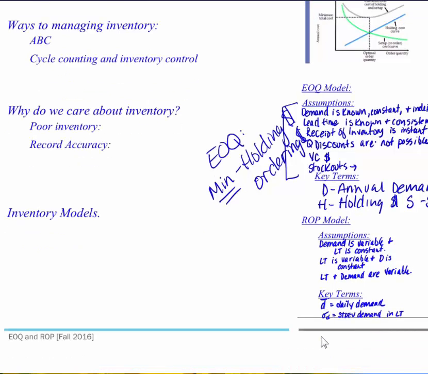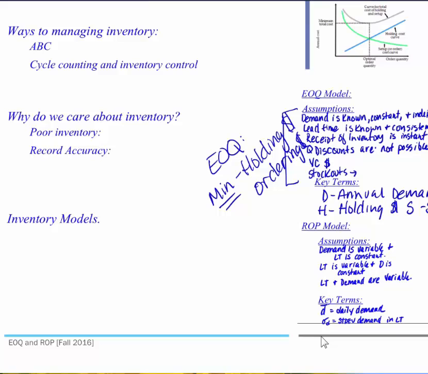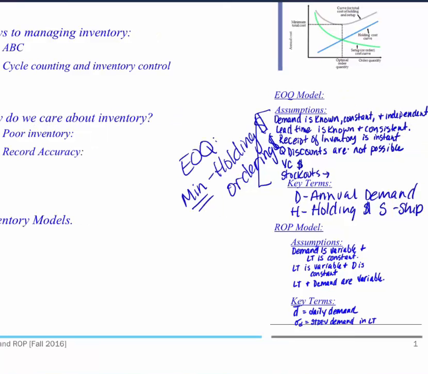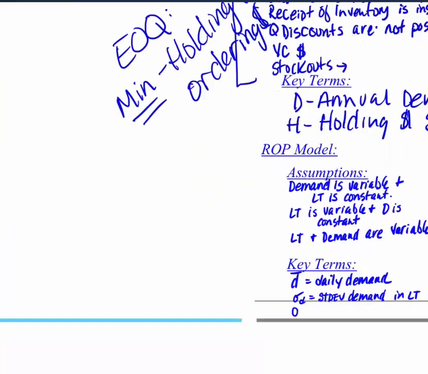There are three basic ROP models: demand is variable and lead time is constant, or lead time is variable and demand is constant, or lead time and demand are both variable. These are the three basic reorder point models. They all rest on the notion of daily demand, which is little d, and they also require the standard deviation of demand during the lead time, and in some cases the standard deviation of lead time as well. Sometimes you'll see this annotation too, which is the standard deviation of lead time.